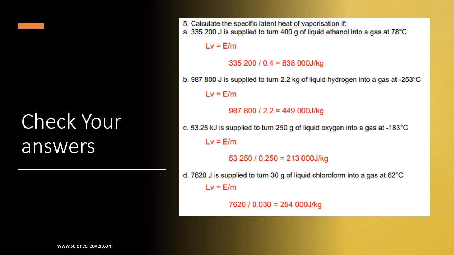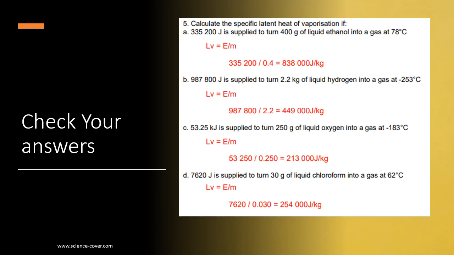For part C, we've got 53.25 kilojoules, so that's 53,250 joules, and we're supplying that to 250 grams, that's 0.25 kilograms. So if you divide one by the other, you get 213,000 joules per kilogram.